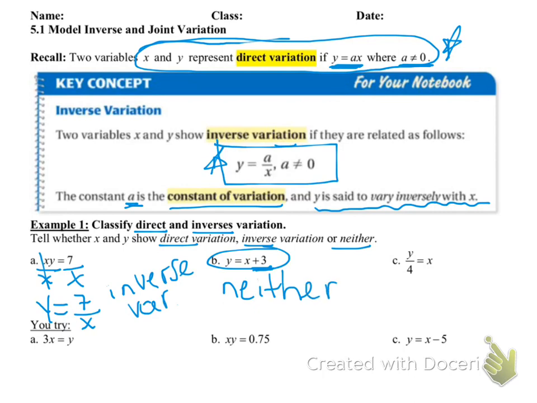In C, we have to solve for y. So right now on the left-hand side, we have y divided by 4. To get y by itself, multiply both sides by 4. So you end up with y equals 4 times x. This is multiplication, which means it is direct variation.